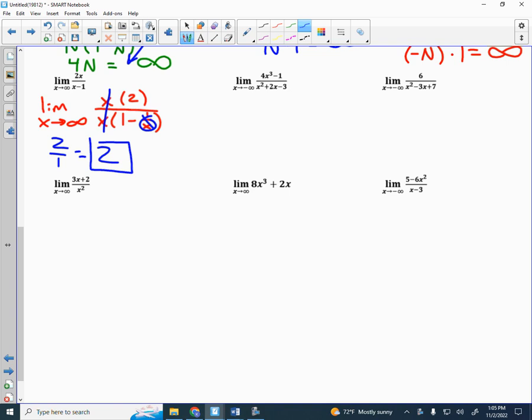Next one. Limit as x tends towards negative infinity. What will you factor out of the top? X cubed, and you are left with? And what can you factor out of the bottom?